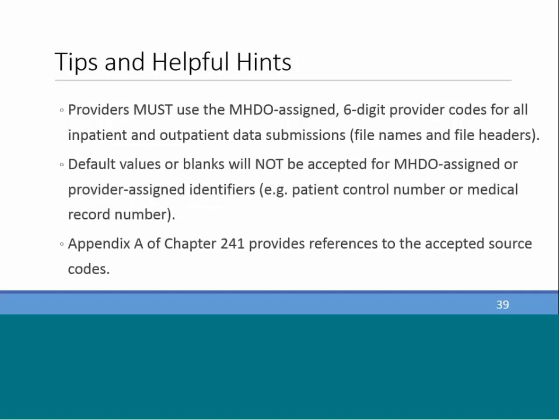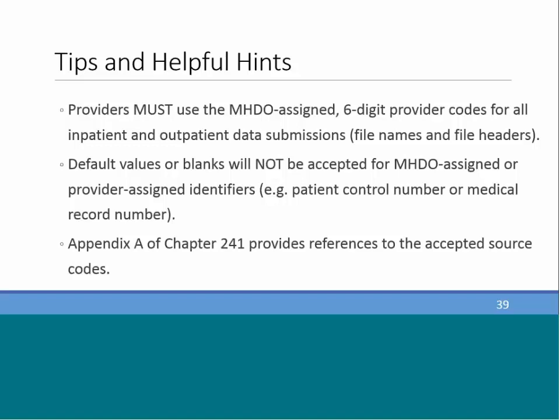So now I'm going to go through some tips and helpful hints for the Chapter 241 updates. Providers must use the MHDO assigned 6-digit provider codes for all inpatient and outpatient data submissions. These will be used in the file names and file headers. Default values or blanks will not be accepted for MHDO assigned or provider assigned identifiers. We will require that these will always be filled in.